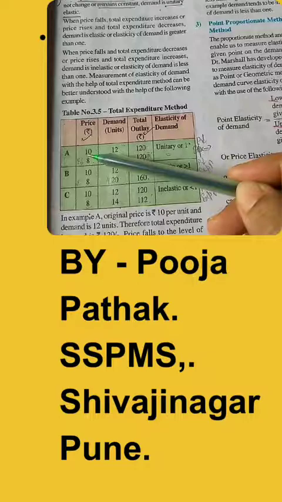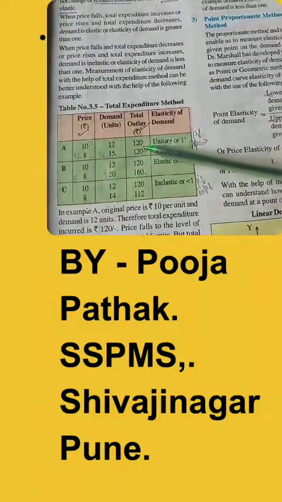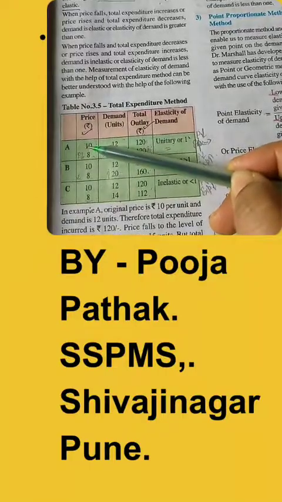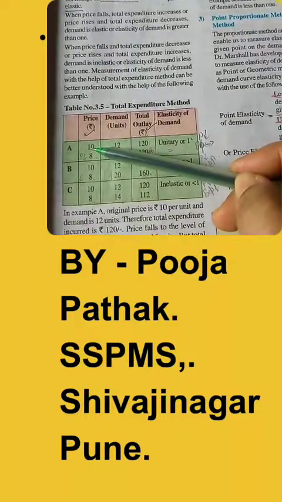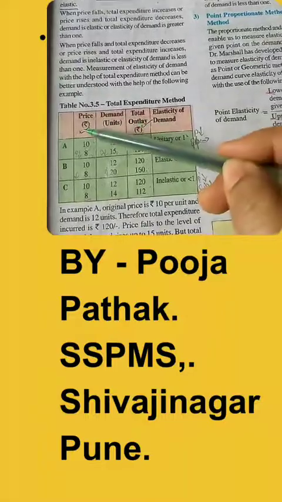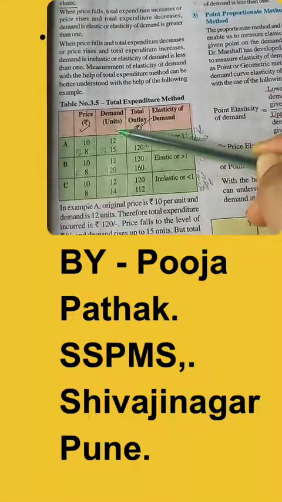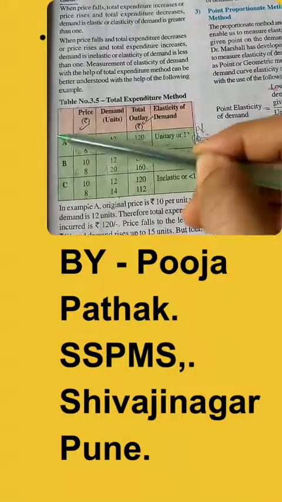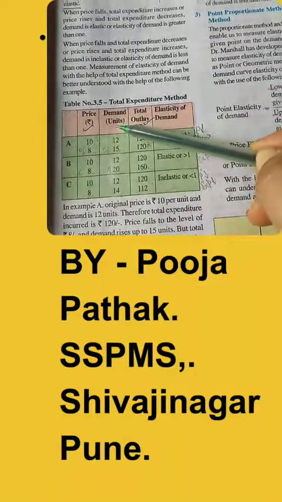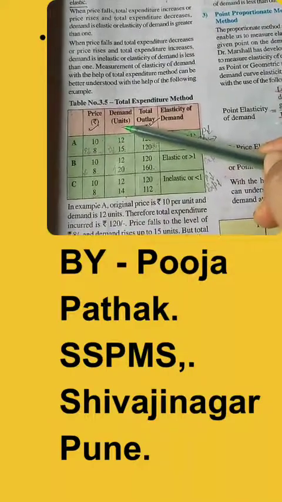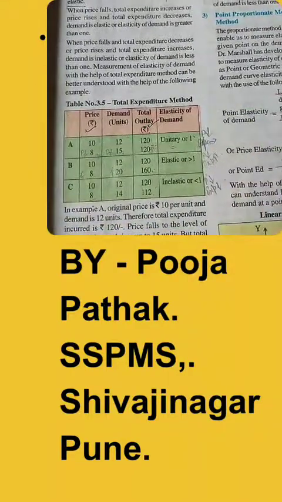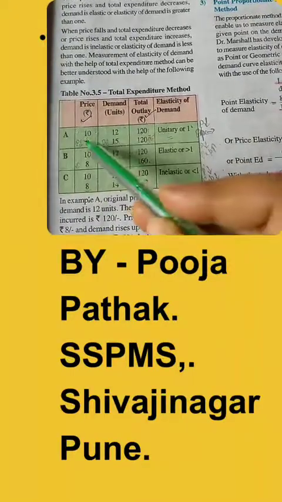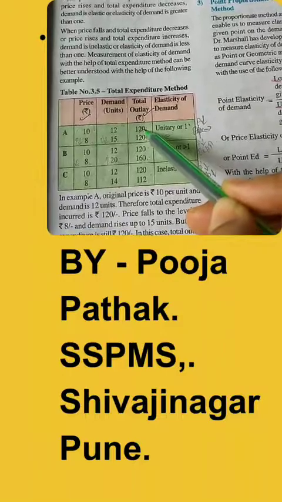So when the original price is 10, how much is the expenditure? 120. How did you calculate? You calculated with the formula: total expenditure is equal to price multiplied by quantity demanded. When you multiply these two, you get this. Total outlay is equal to price multiplied by quantity demanded. This formula you can get in your textbook also. So you got the outlay, 10 multiplied by 12, it came to 120.